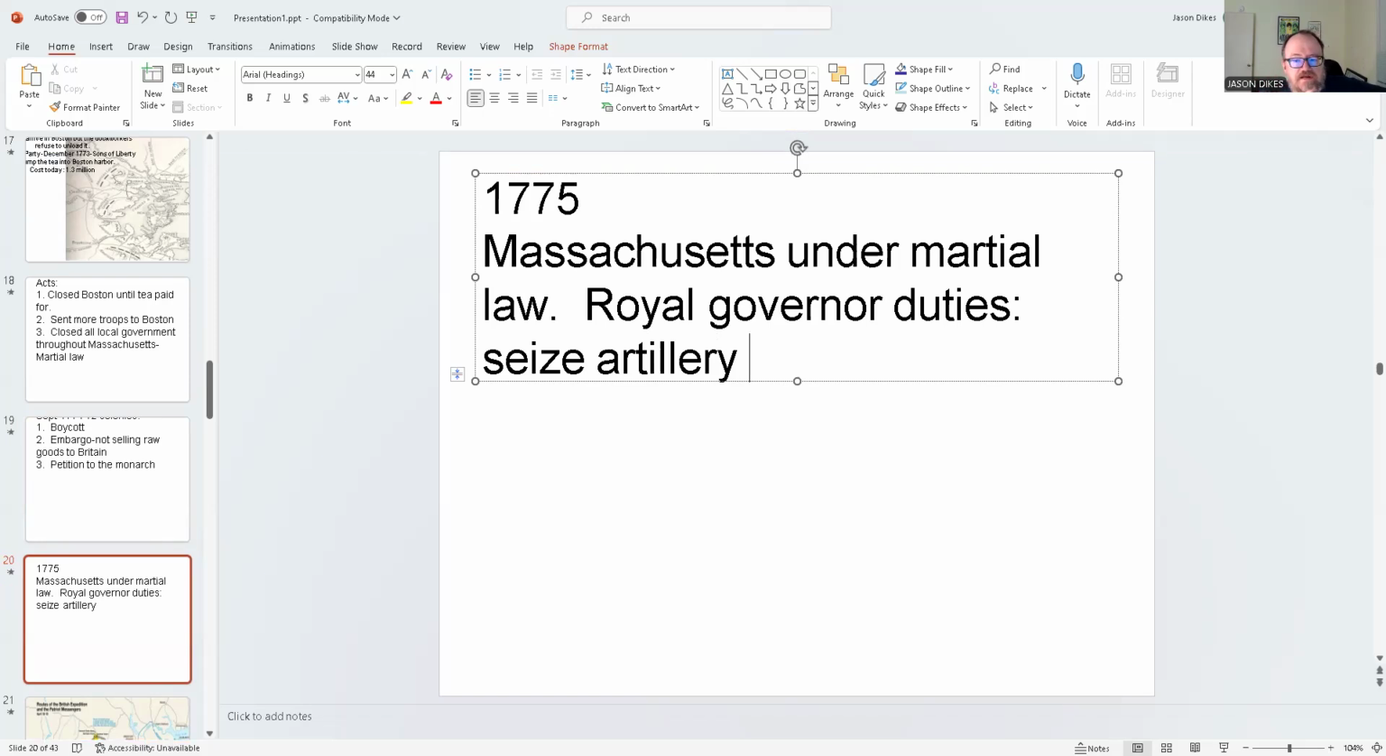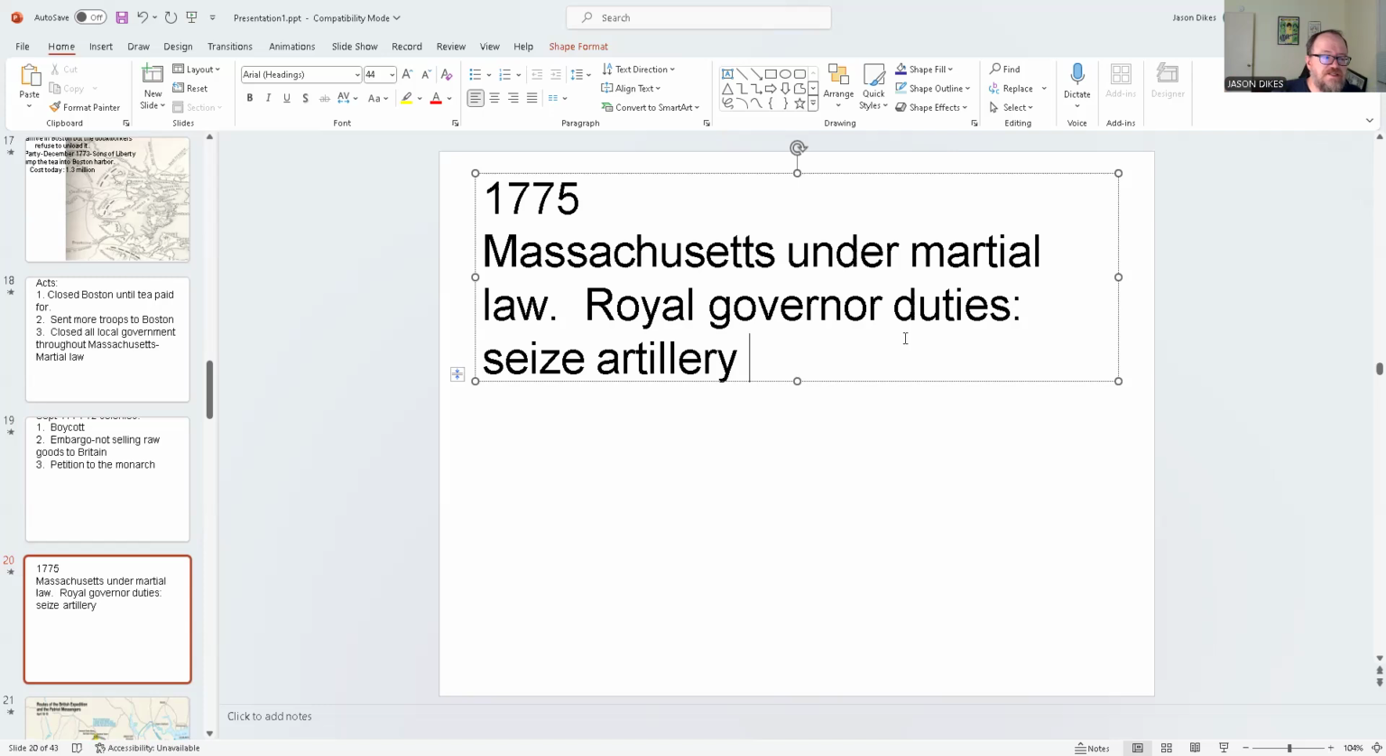For instance, at Fort Ticonderoga, which is in upstate New York, there was about 100,000 pounds, like literally pounds weight, of artillery that had been left behind. And there was a lot of stuff around Massachusetts. So the governor of Massachusetts was really concerned about that artillery being used on him and his troops.